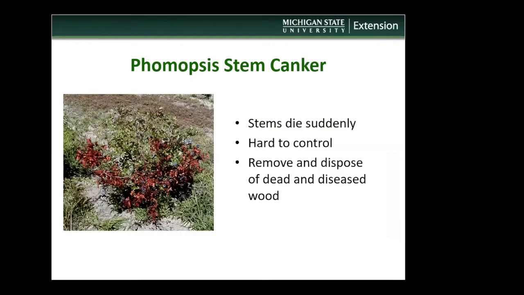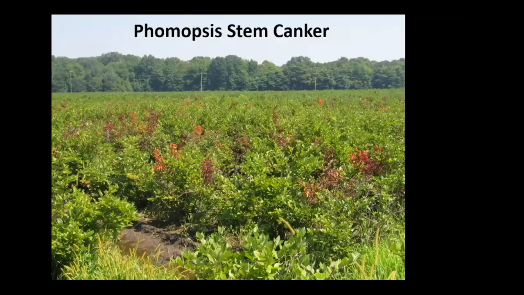And for us, it is really a frustrating disease because the stems will suddenly die in the summertime. It's extremely hard to control. I mean, there's no spray I can tell you at this point in time that this will fix it. Our go-to recommendation is just remove and dispose of the dead and diseased wood. Here's a field in Michigan, and so they'll go out there and they'll cut it all out, and then you'll think, okay, I got rid of it all, and more will come.